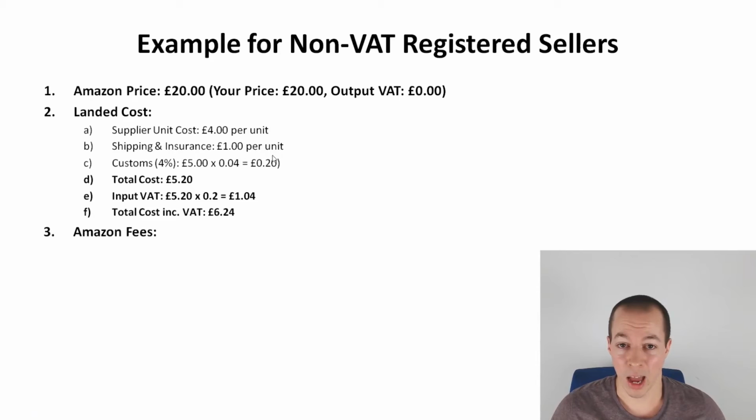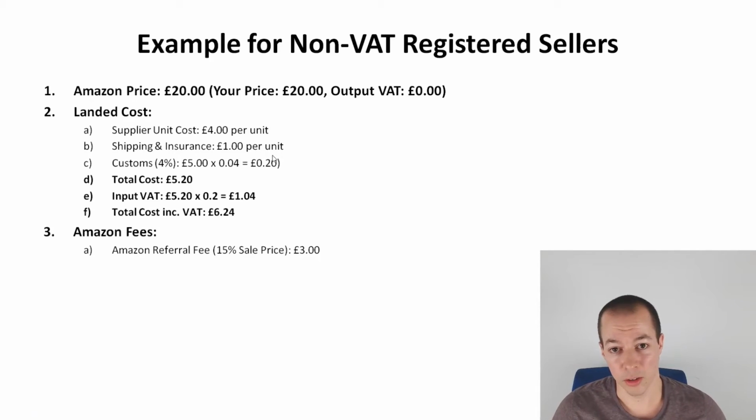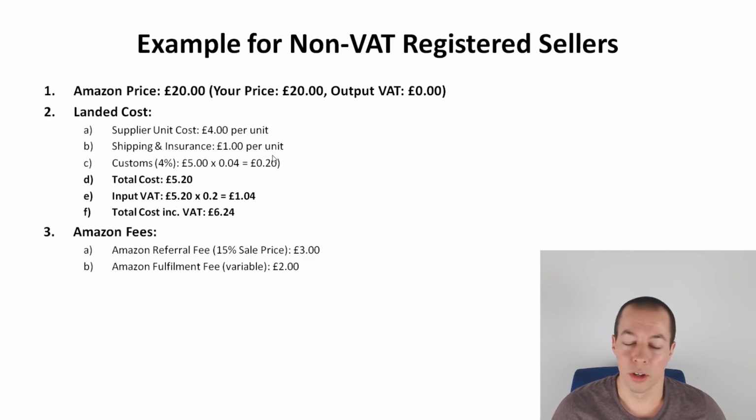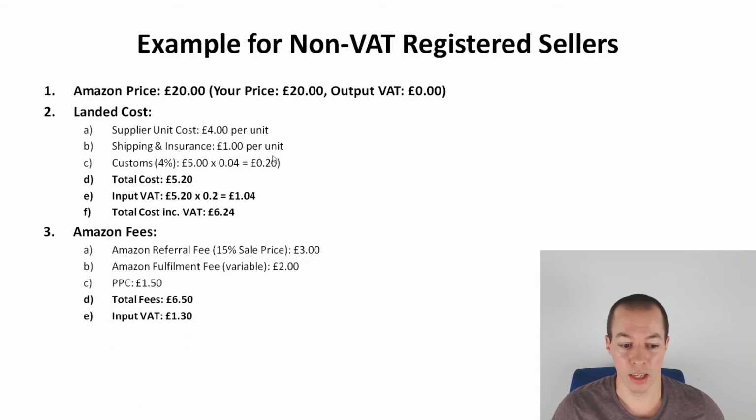The next thing we have is the Amazon fees. So with Amazon, you've got the referral fee. Again, you can work this out on the FBA calculator to make sure that you apply the VAT afterwards. So we'll say 15% of £20 is £3. We're going to say the fulfillment fee in this instance was £2, and then say we spent on average £1.50 to get this sale on PPC. So we add those all up to get £6.50. And then the VAT on top of that, so £6.50 times 0.2 is £1.30.